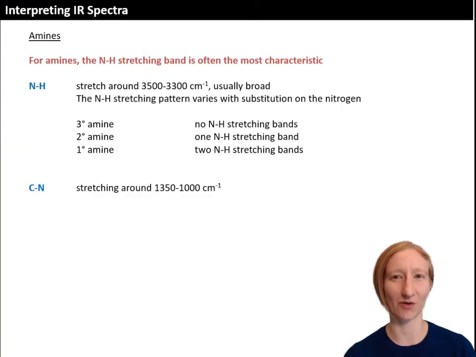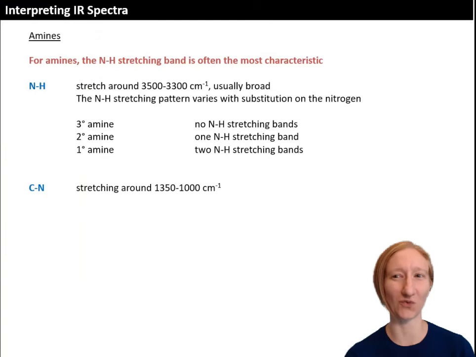Amines are similar to alcohols and will feature an NH stretch as well as a CN stretch. In this case, though, the NH stretch is often the most helpful feature. Like the OH stretch, the NH stretch will also appear between 3300 and 3500 wave numbers. These stretches are not as broad as OH stretching bands, and the number of NH stretches that we see will tell us what kind of amine we have.